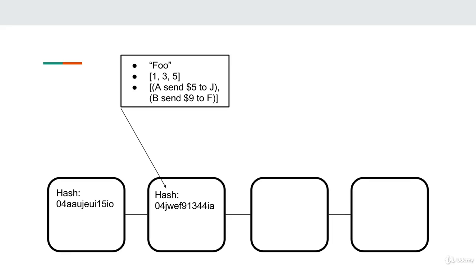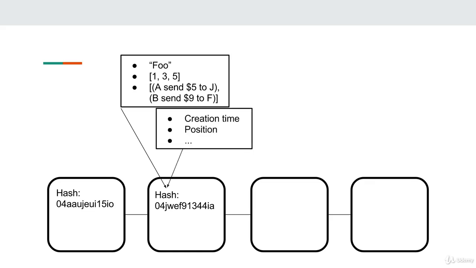This data within the block can be anything, a string like foo, for example, or an array of numbers, or more relevantly, a list of transactions from one individual to another one. The unique hash for the block is generated not only from the data we want to store, but also more metadata about the block, such as when it was created and its position in the chain.